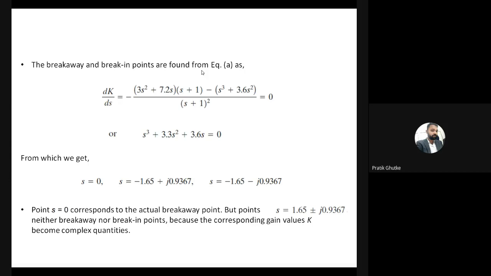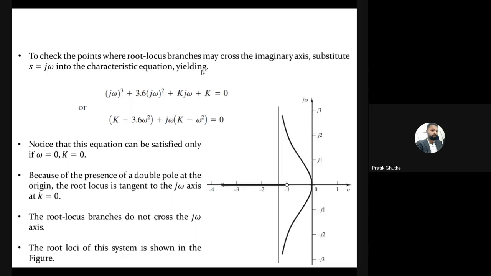So calculating the K value, that is dK/ds, using the quotient rule. So this will be my breakaway point, that is s equals minus 1.65 plus or minus j0.9367, or minus 3. So the root locus will look like this. In this way, we can calculate the root locus of various systems: first order, second order, with 4 poles and 1 zero, or 3 poles and 1 zero, or no zeros, or only poles. The steps are similar in all numericals for calculating the root locus.